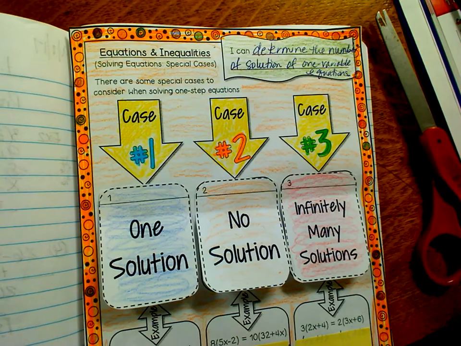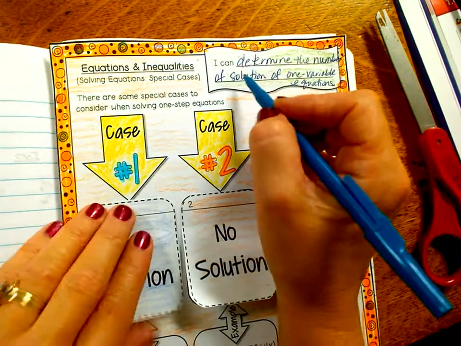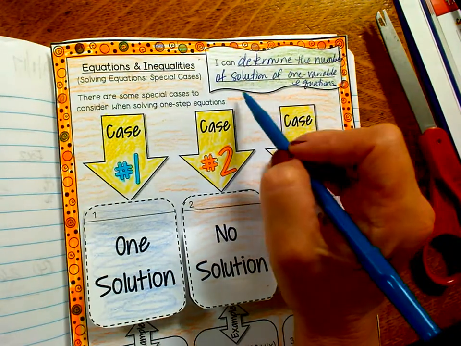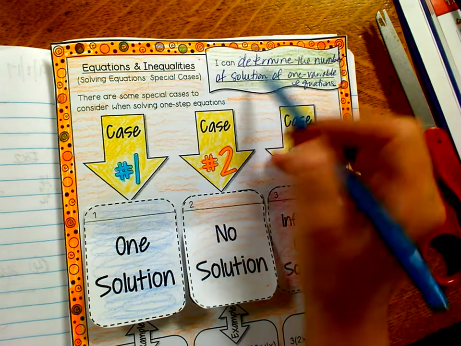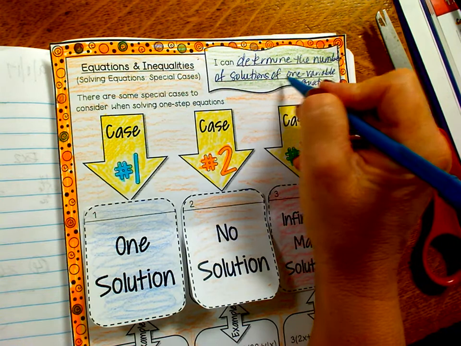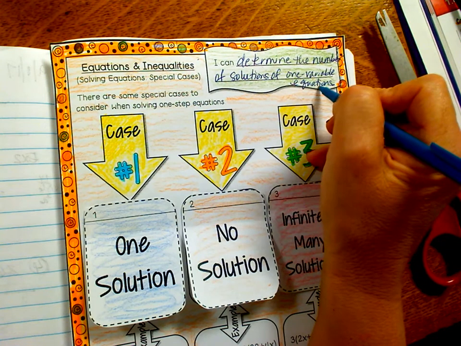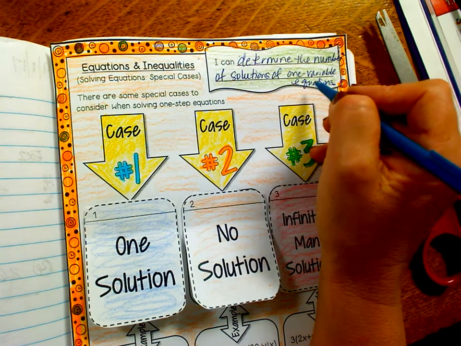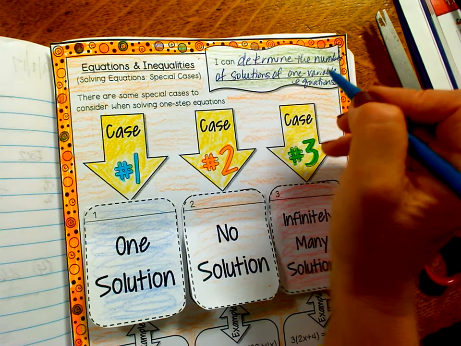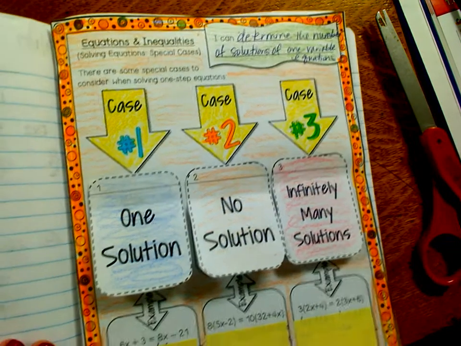Okay, you're back. Now, this is what I want you to do. By the time you're done here, you're going to be able to do this. This is the I can statement: I can determine the number of solutions of one variable equations. So when equations are written with one variable, you're going to be able to determine the number of solutions that equation has based on information that you see.